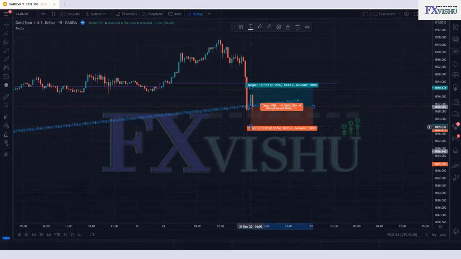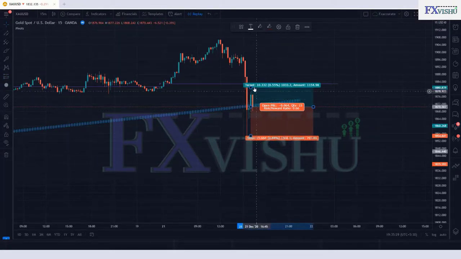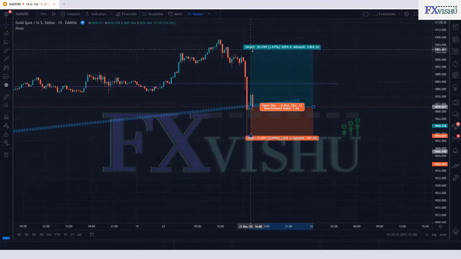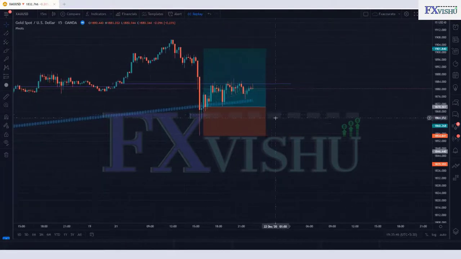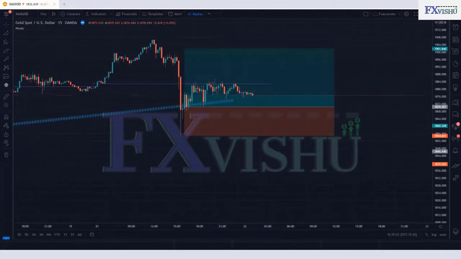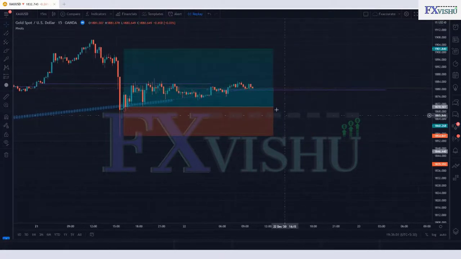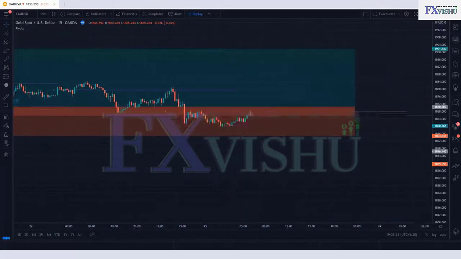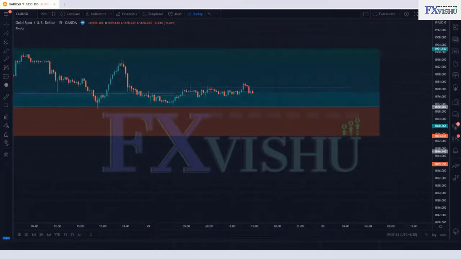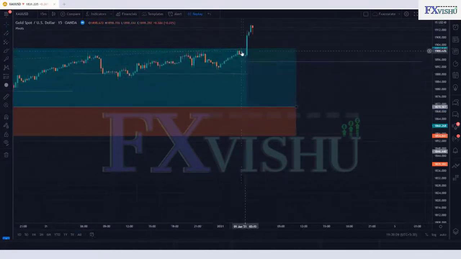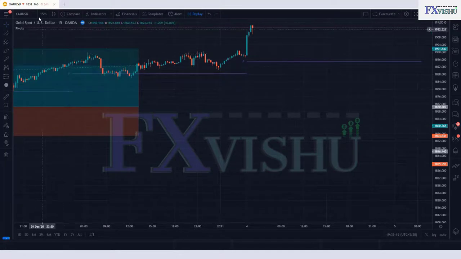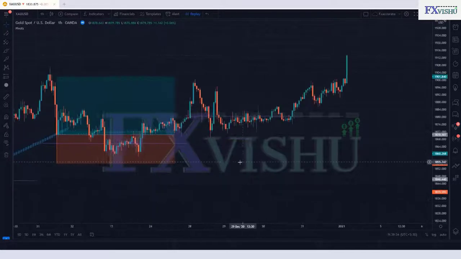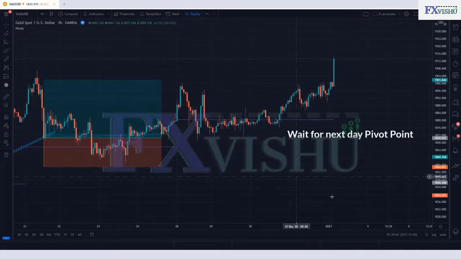Therefore, we will place a buy order. We will have the stop loss at the market low and double the take profit from the stop loss. Let's see what happens to our trade. Our trade profit is going on. We have won the trade. We switch from M15 to H1. Let's wait for the pivot point of the next day.